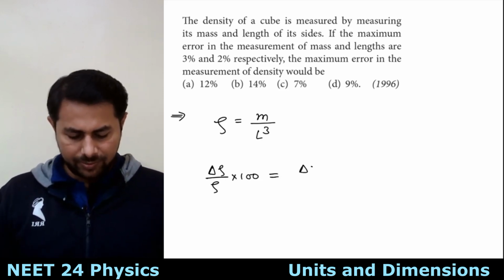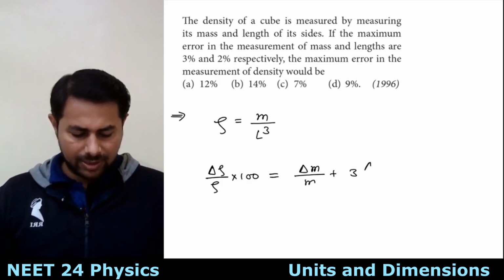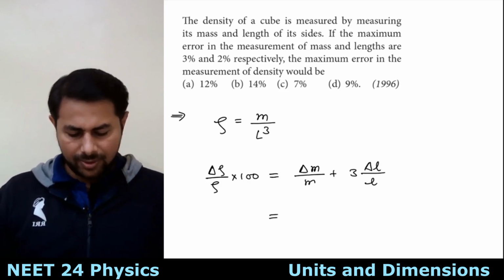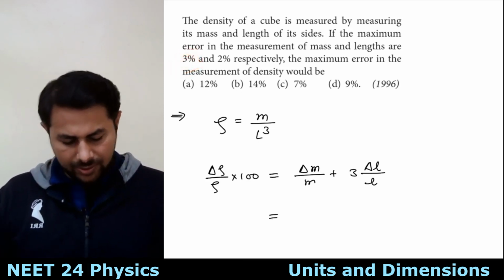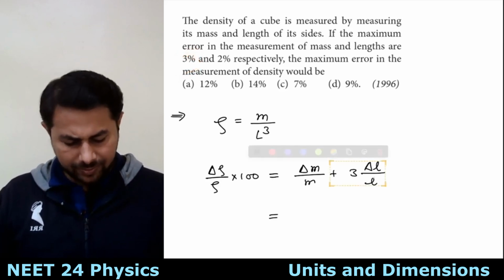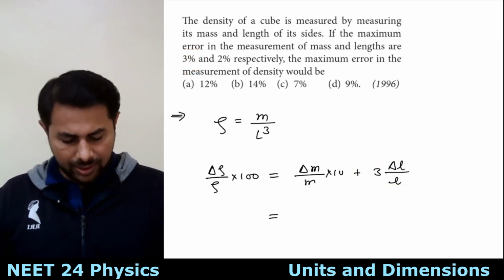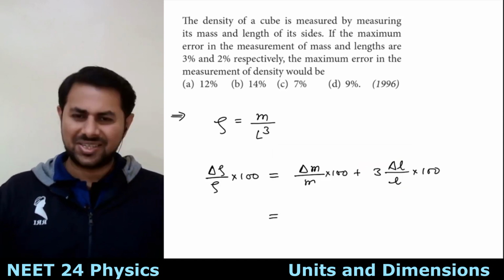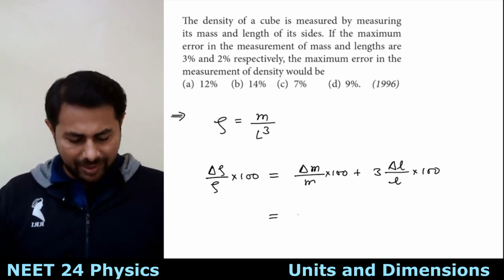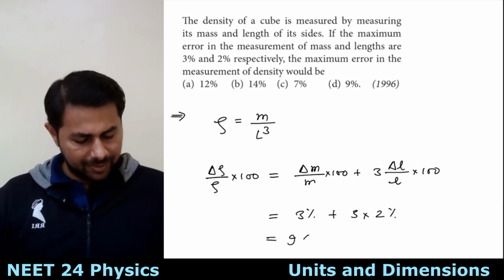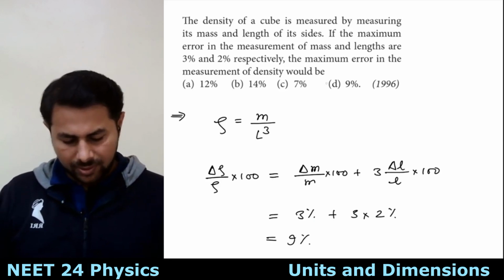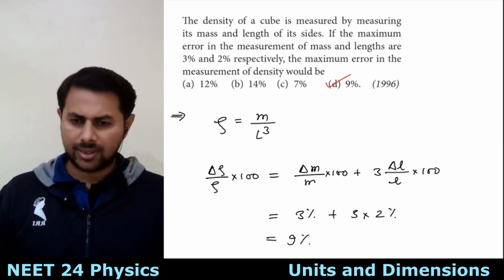So it's equal to delta m by m plus 3 times delta L by L. Okay, so delta m by m times 100 is 3%, plus this is 3 times 2%. So that is just 3 plus 6, 9%. That's correct. Very good. Okay, it's very, very simple.